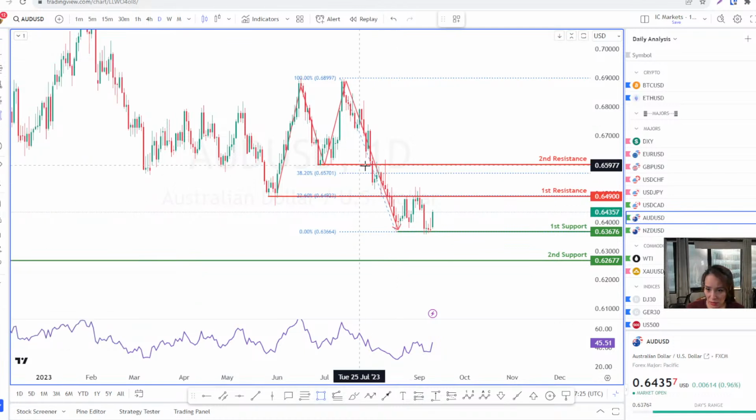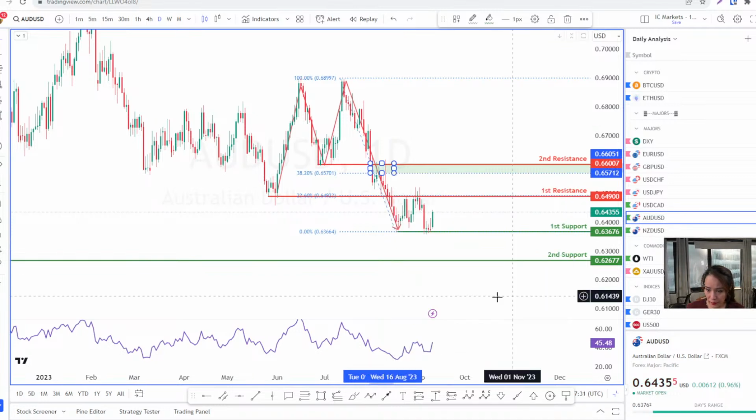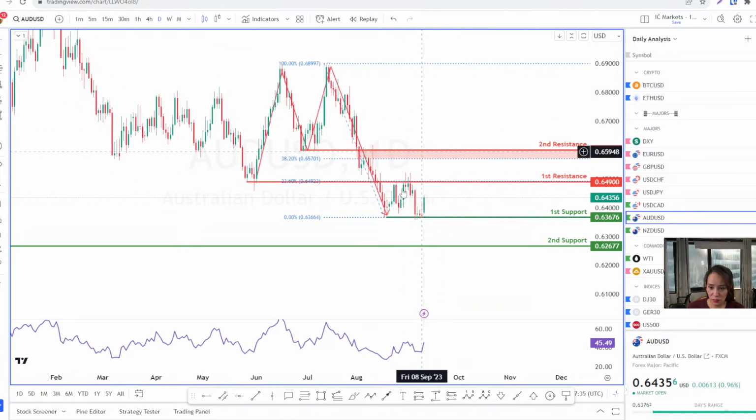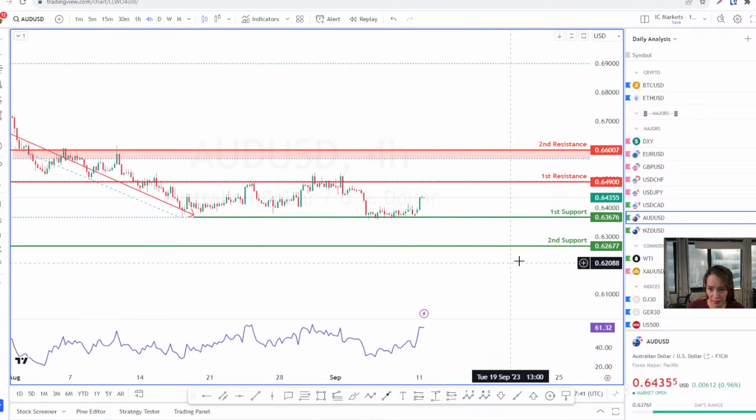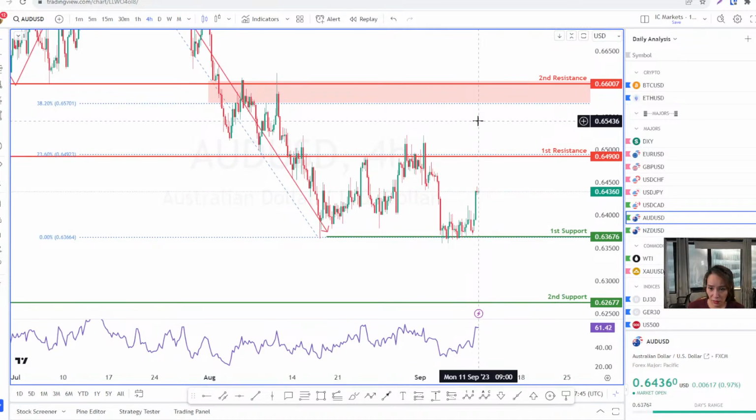Okay, let me just look. So daily it looks something like that, basically ranging between first support and first resistance if you were to look at the daily time frame. And then what we can see in H4.